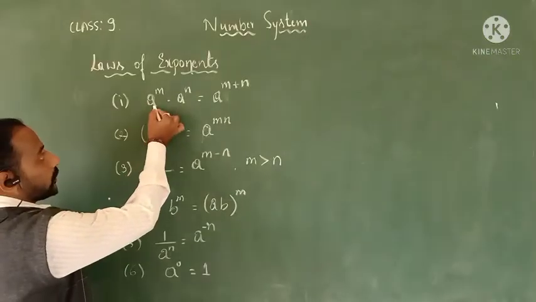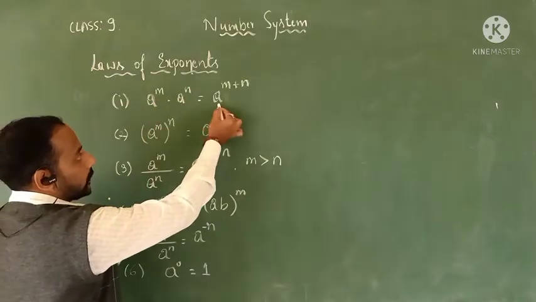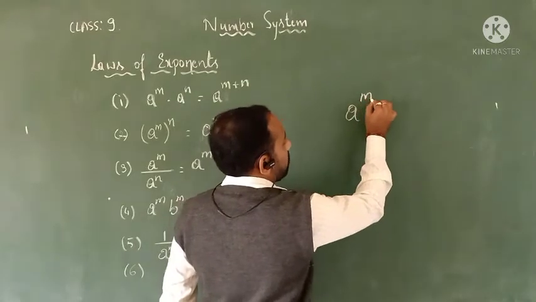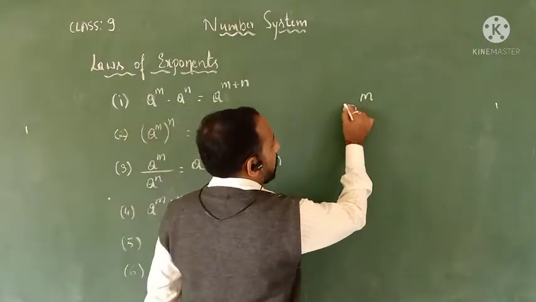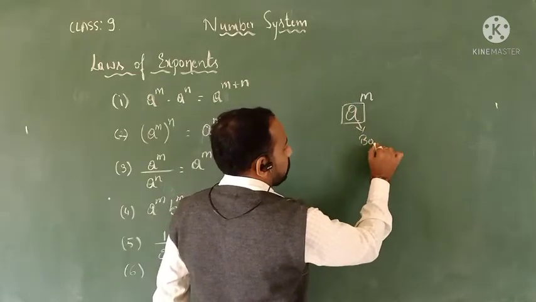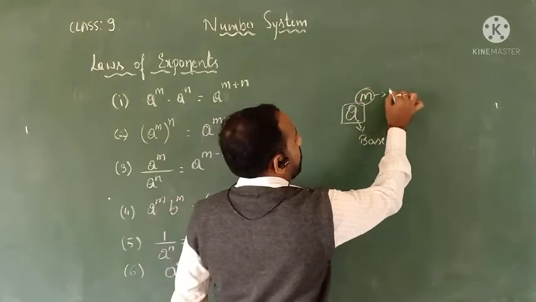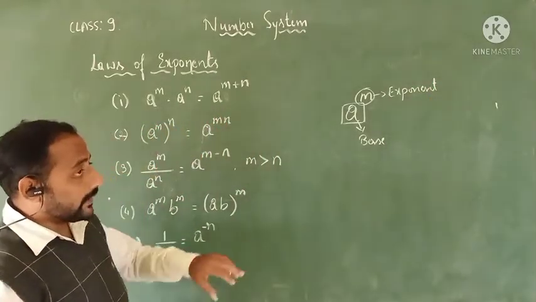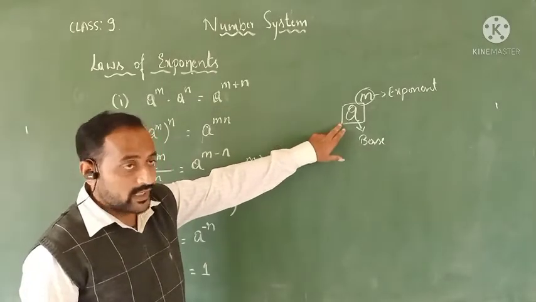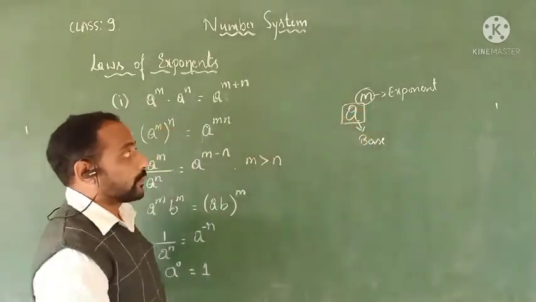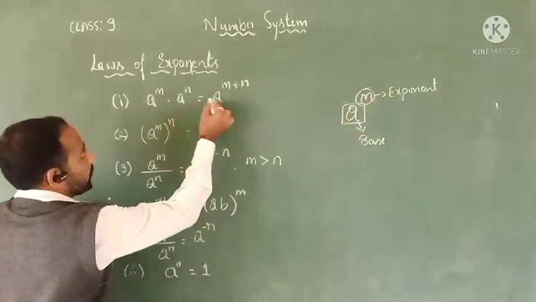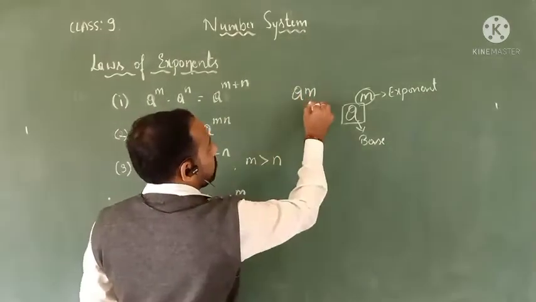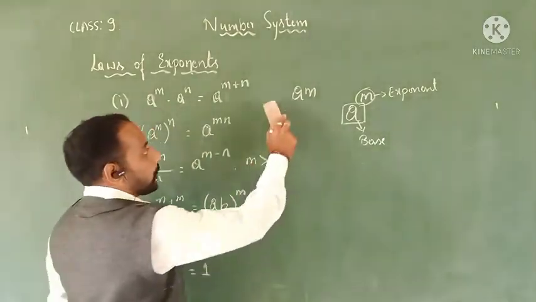For the first one, a to the power of m into a to the power of n is equal to a to the power of m plus n. Before that, you must know what exactly this a and m mean. Whenever you get a problem like this, a is called the base, and this m we call the exponent. While writing this, the base should be bigger than the exponent, and the exponent should be written raised like this. You can see how I wrote it. You should not write it like a m. That's a very important point.